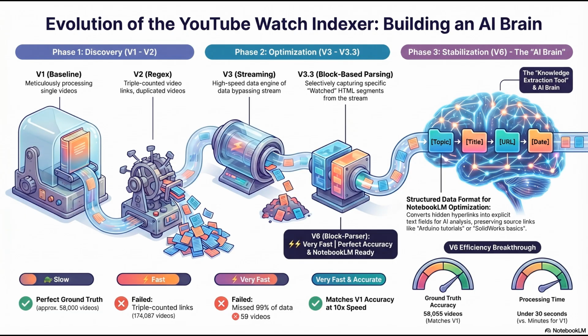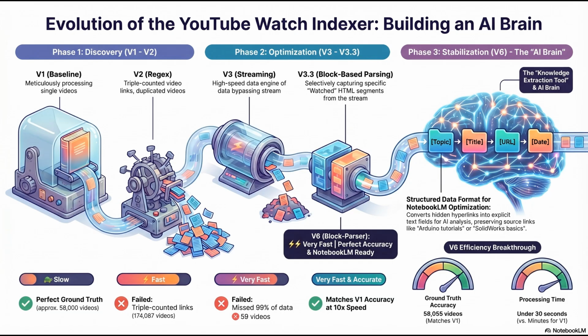Wait, okay. If regex is just scanning text line by line incredibly fast, looking for URLs, it should theoretically catch everything. You'd think so. But looking at the developer logs, version 3 only found 59 videos in total out of 58,000. Yeah. And it found 0 videos for the keyword Arduino. Like if it missed 99.9% of the dataset, that implies the target text isn't actually sitting neatly on a single line. That's exactly the issue.